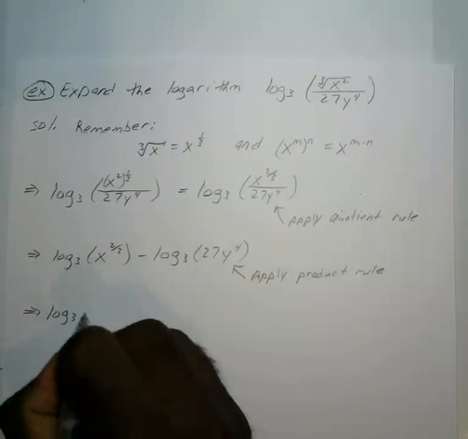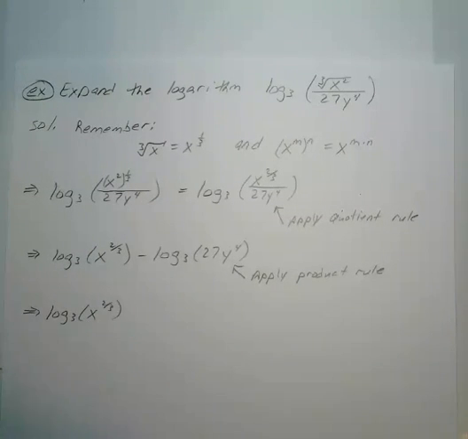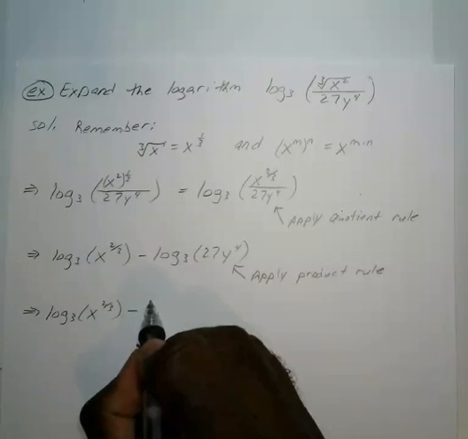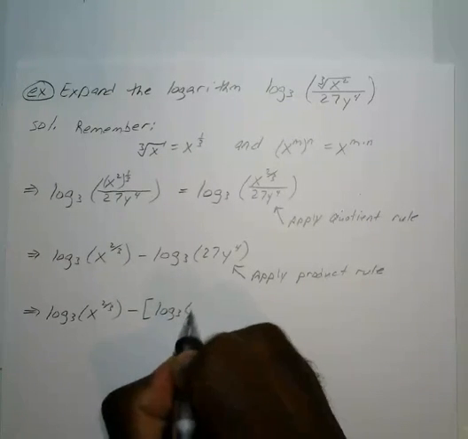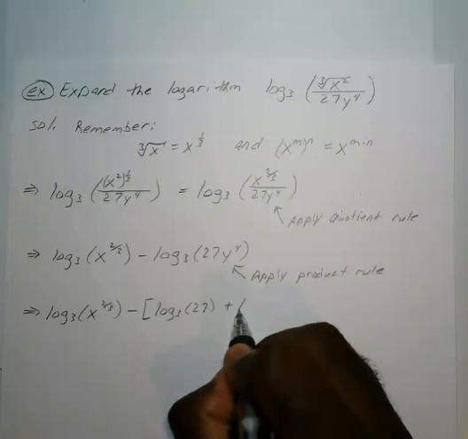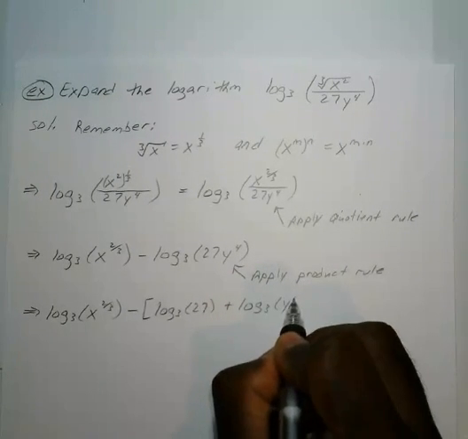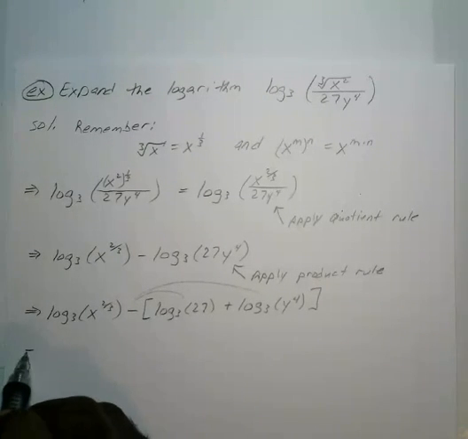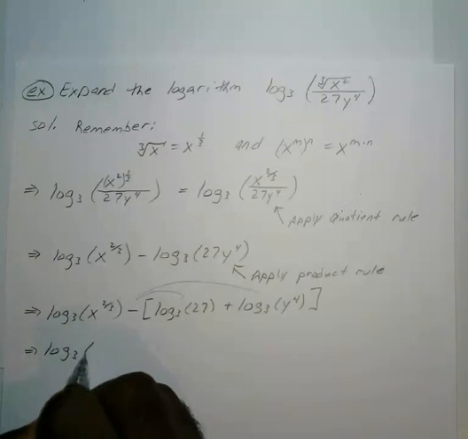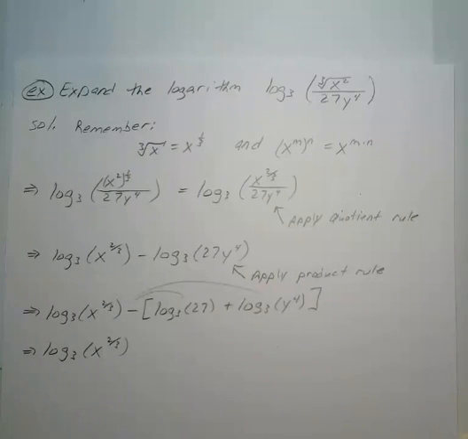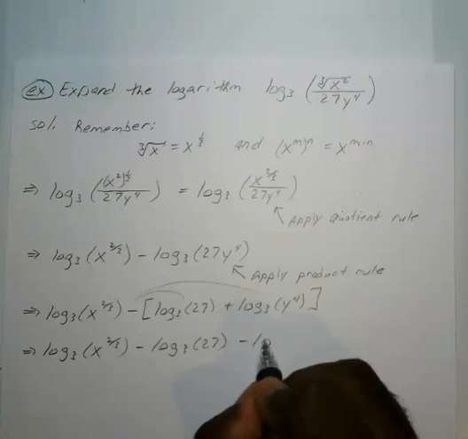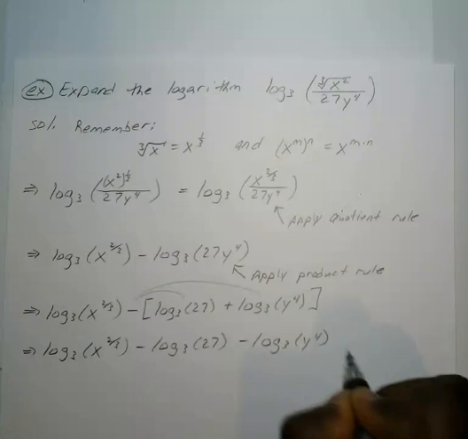We have log base 3 of x to the 2/3 power minus, remember, those two are going to be two different terms, so it's going to be minus log base 3 of 27 plus log base 3 of y to the 4th power. And once we distribute that negative, we end up with log base 3 of x to the 2/3 power minus log base 3 of 27 minus log base 3 of y to the 4th.